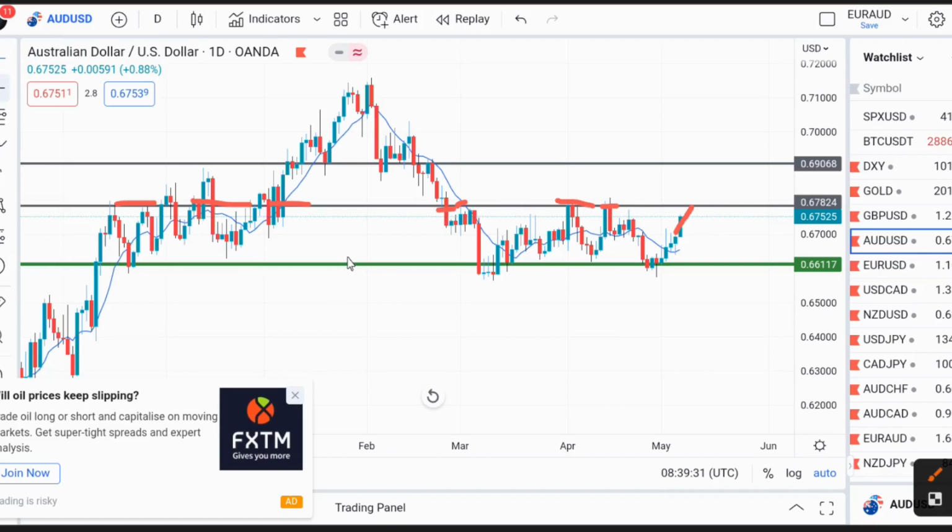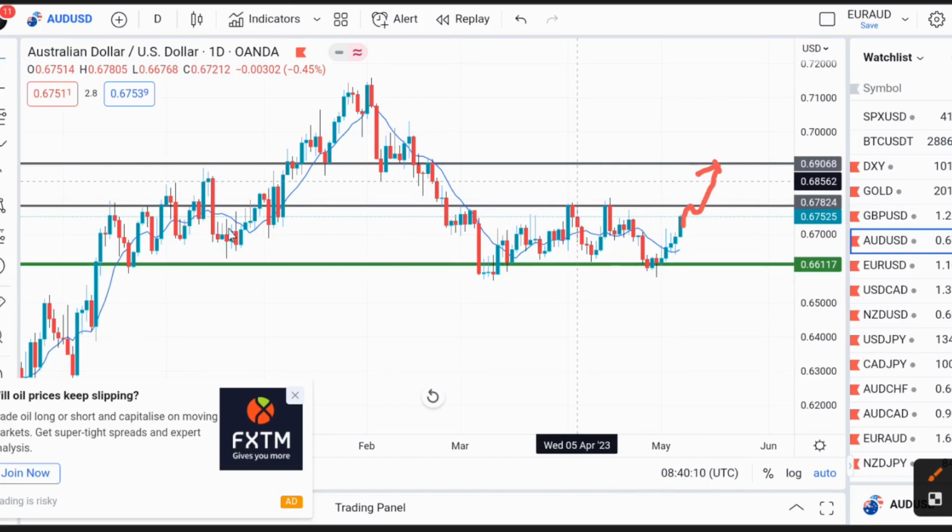One thing you should know is that if a resistance level is being tested many times, it becomes weaker as price tests that particular resistance or support level. So this resistance level might have weakened, so we might actually see a break, or maybe a retracement before the break of that resistance level. So I'm waiting for the break of this resistance level, which will push the price to 0.69068, which is the next obvious level for the AUD/USD.